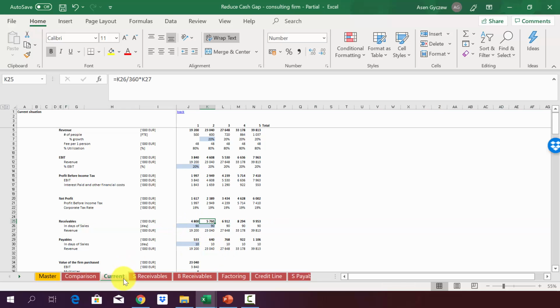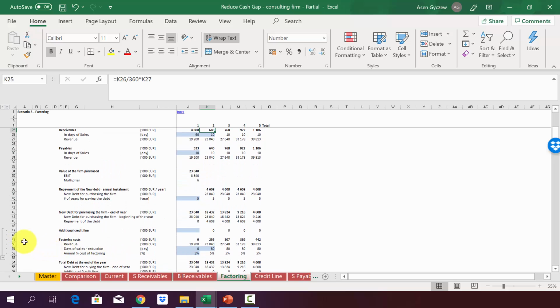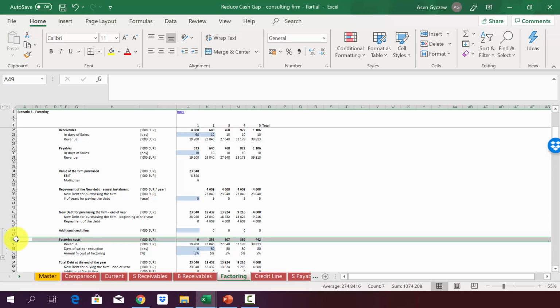So instead of having almost 6 million as we had in the current situation in year 2, we will just have 640,000 in terms of receivables. Obviously, this comes at a price. So we will have to have additional costs on a factoring. And this is what we calculate in row 49.